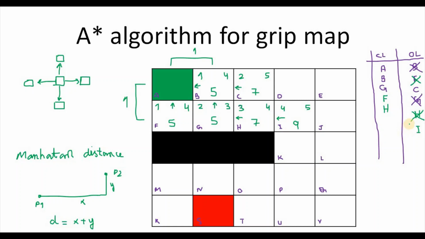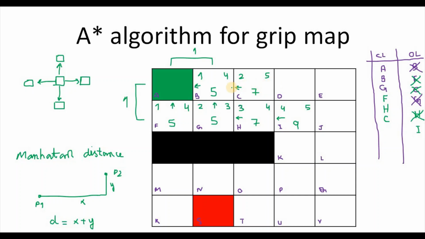Okay, now we look in our open list which one has the minimum value of the F cost. We have node C and I. Of course, node C has the minimum F value. So what we do, we remove it from the open list and we place it in the closed list here. And now make it the current node and explore its neighbors.